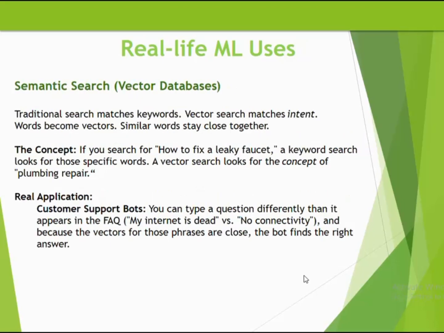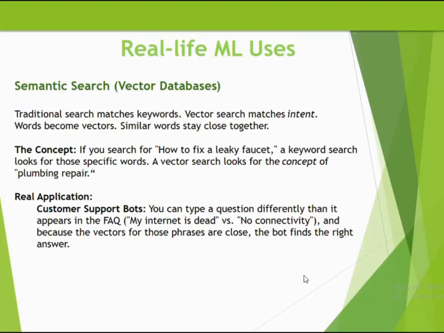Now move to another use case. That is the last use case that I will talk about. That is the semantic search, right? Creating a vector database. Traditional search matches keywords, right? Vector search matches intent. Words become vectors. Similar words stay close together. And what is the concept? Let us say you search for how to fix a leaky faucet, right? A keyword search looks for those specific words which will be near to faucet, right? And then a vector search looks for the concept of plumbing repair, right? It will bring plumbing repair to the fixing of a leaky faucet.